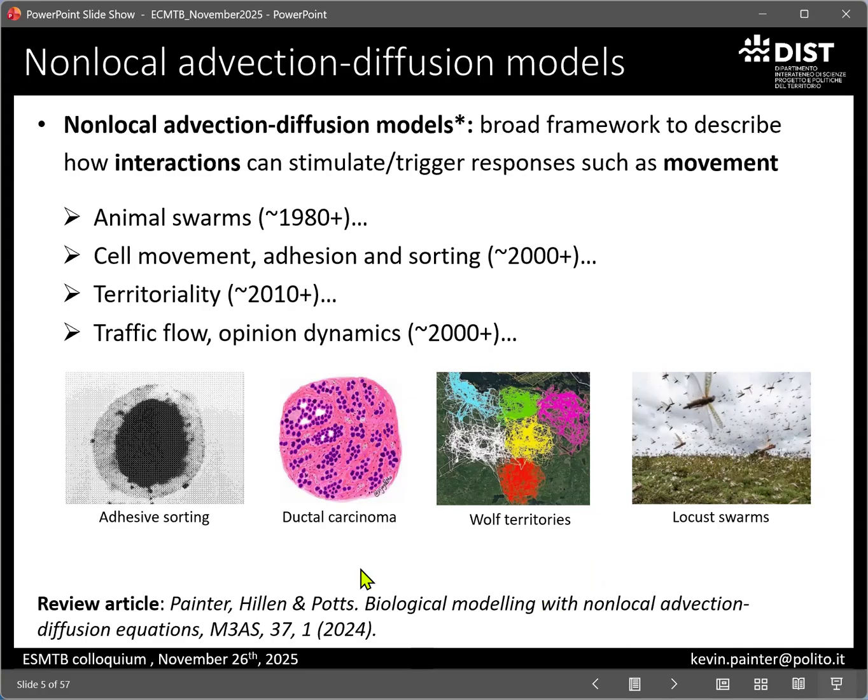If anybody's interested in these models, together with Thomas Hillen and Jonathan Potts, I wrote a review article last year that describes both the mathematics of these models and also some of the various applications that are being used.